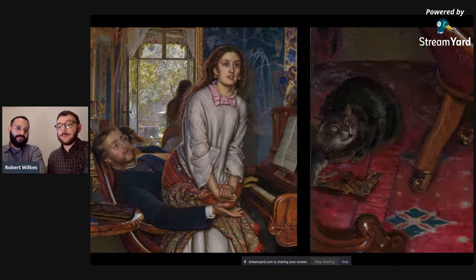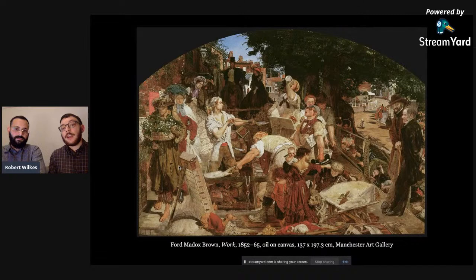So continuing this theme of modern life. You have this really magnificent painting by Ford Madox Brown, who was not an official member of the Pre-Raphaelite Brotherhood, but he was very closely associated with them.